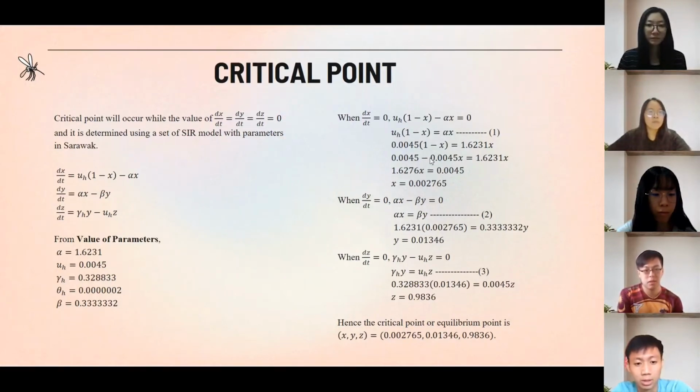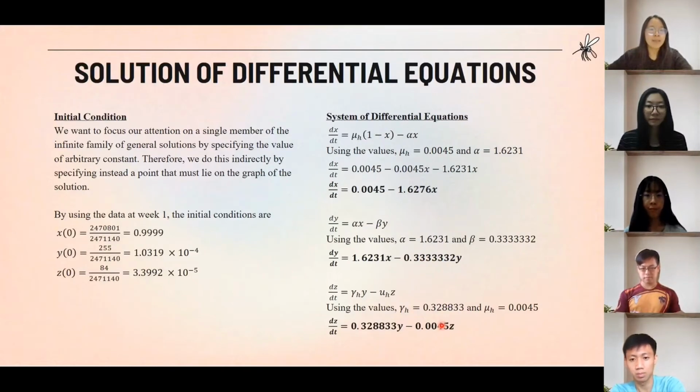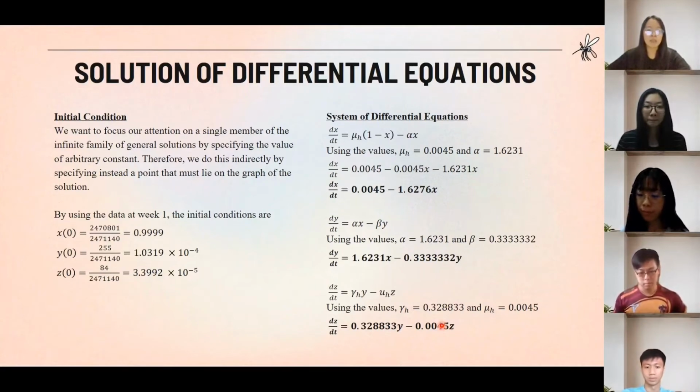So what we do is we substitute the values of parameters into these 3 equations over here, and then we equate them to 0, and then we can find the critical point or the equilibrium point, which is 0.002765, 0.01346, and 0.9836. Next, since we want to focus our attention on a single member of the infinite family of general solutions by specifying the value of the arbitrary constant, we do this indirectly by specifying instead a point that must lie on the graph of the solutions.